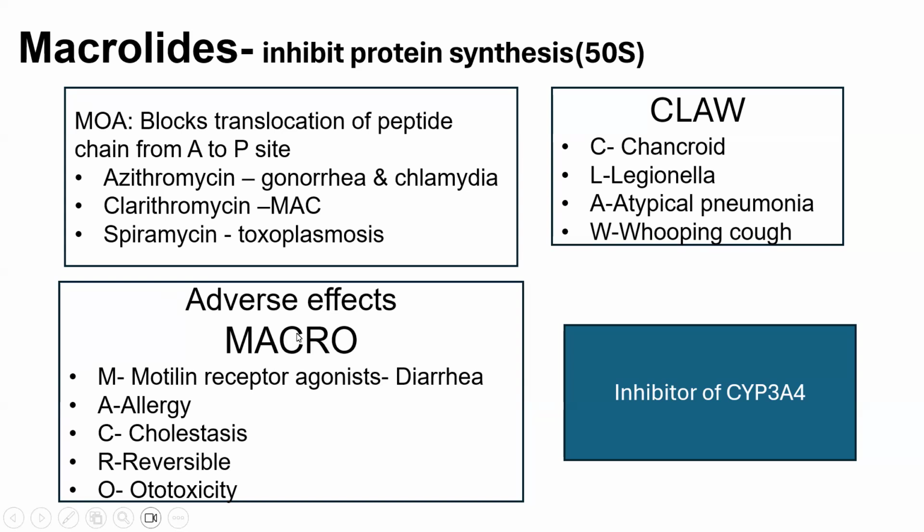And A for allergy, C for cholestasis, R and O for reversible ototoxicity. R and O same, reversible ototoxicity. So MACRO is the mnemonic for ADR of macrolides. And mainly erythromycin, macrolides, erythromycin is an inhibitor of CYP3A4. So remember this. So these are all the main characteristic points for macrolides. So protein synthesis inhibition, remember CLAW and MACRO and inhibitor of CYP3A4.